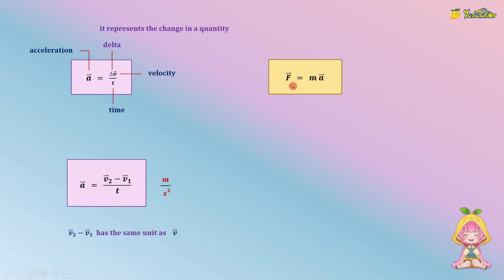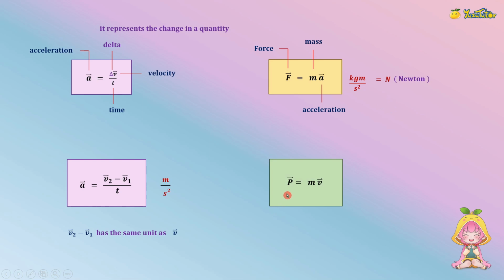Next equation, F equals m times A. F represents force, m represents mass, and A represents acceleration. The SI unit of mass is kilograms, and the SI unit of acceleration is meter per second squared. So the SI unit of force is kilogram meter per second squared. This unit is quite long, so scientists gave it a special name, Newton.